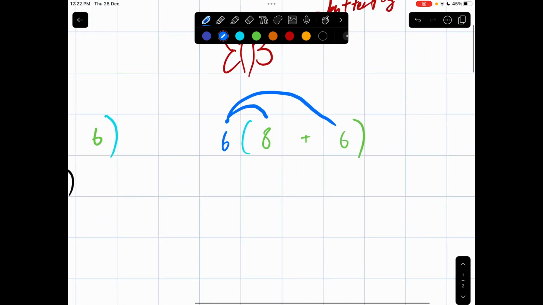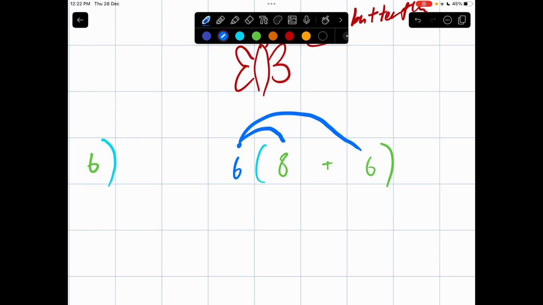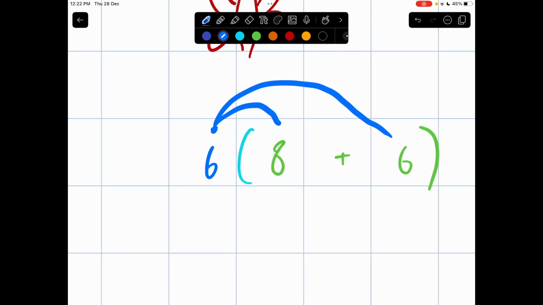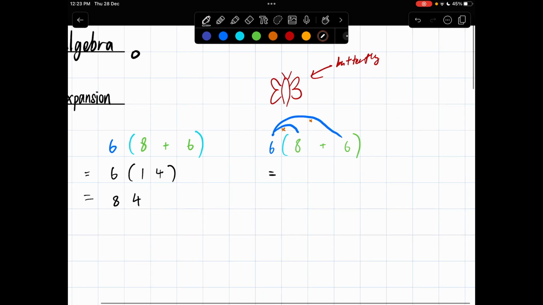So 6 with 8, and 6 with 6. What this line symbolizes is that it's a multiplication relation. Multiply, multiply. So you take the number 6 and multiply it with 8. 6 times 8, you get 48. And 6 times 6, 6 times positive 6, remember there's a plus attached to the 6, you get 36.